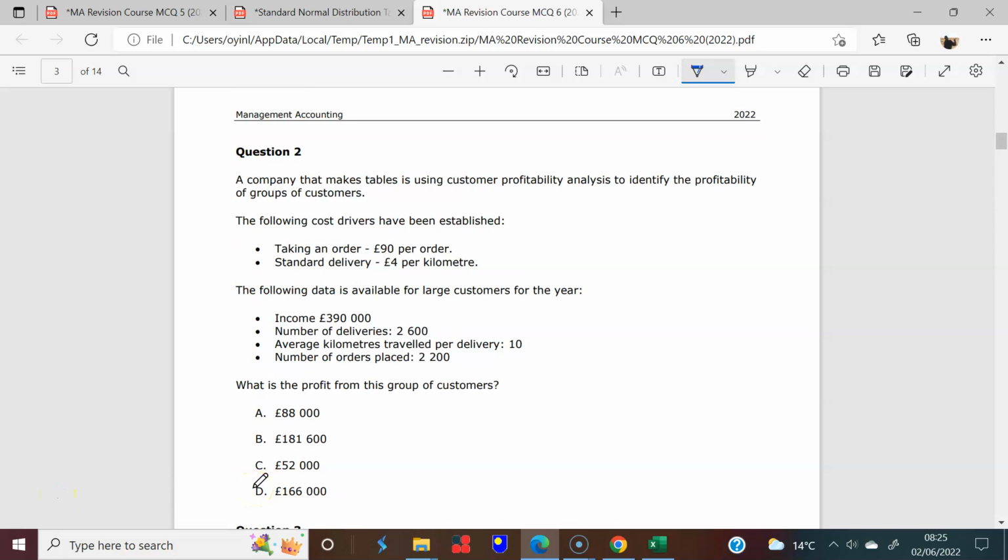Right, so let's see what we have here. These are the costs involved. This is a large customer. For this group of customers, your income is 390,000 for the year. They placed 2,200 orders, so taking an order in itself is a cost: 2,200 times 90. Now we need to think about delivery. You did 2,600 deliveries, that's 10 kilometers per delivery, and therefore it's £4 per kilometer.